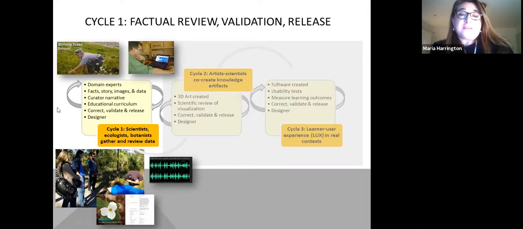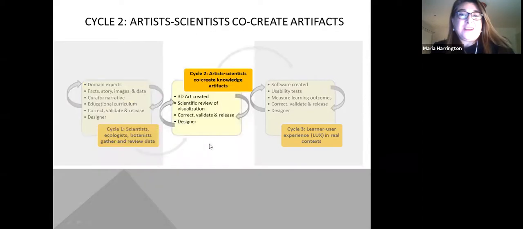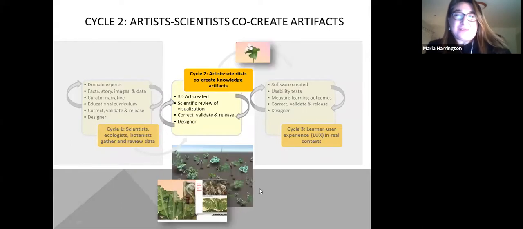Once this is vetted and approved and released by the domain experts who own the information and the quality of it, it is released to the artist and the scientist team to co-create these immersive objects, these knowledge artifacts. And this is a highly iterative process where errors are identified and refined, and then the objects are improved to reflect the information in the data.